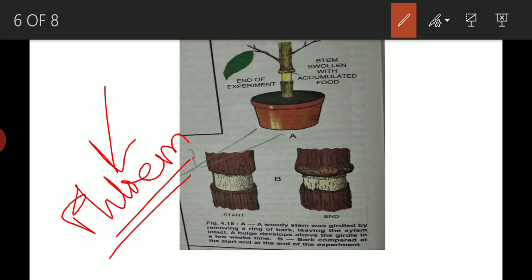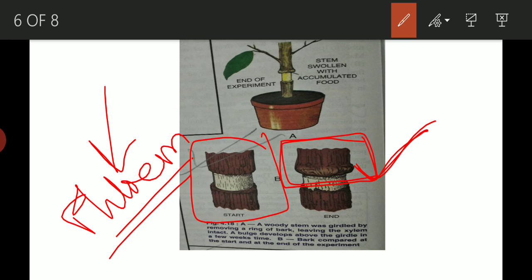This time what we have done? This time we have removed the phloem from the stem. This is the stem. We have removed phloem from the stem. Xylem is intact. What will happen? A woody stem where xylem is intact but phloem has been removed. After some time you can see bulging of the stem, and this plant will die after some days.